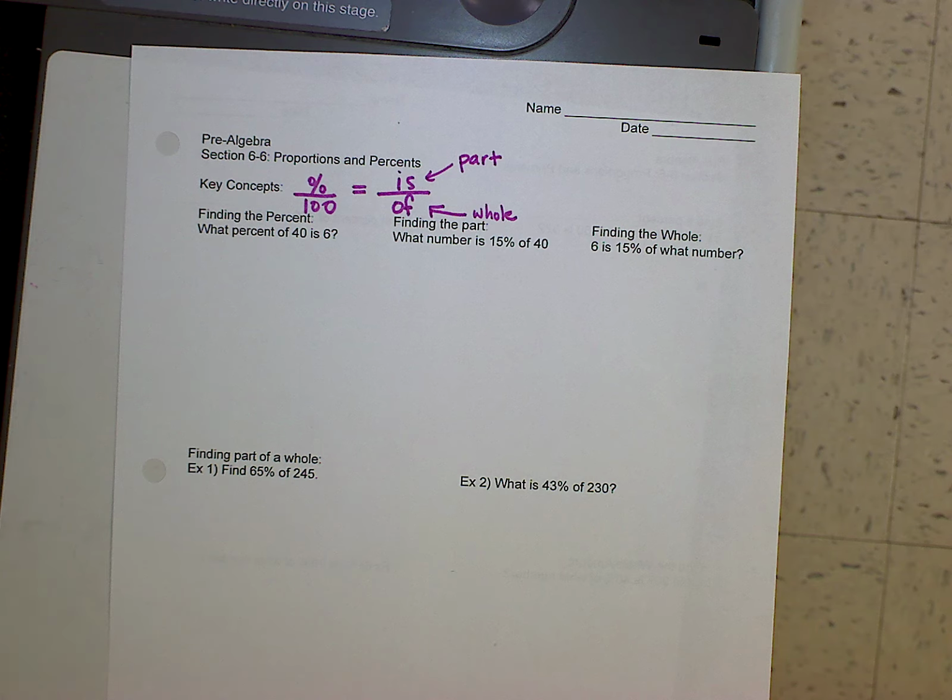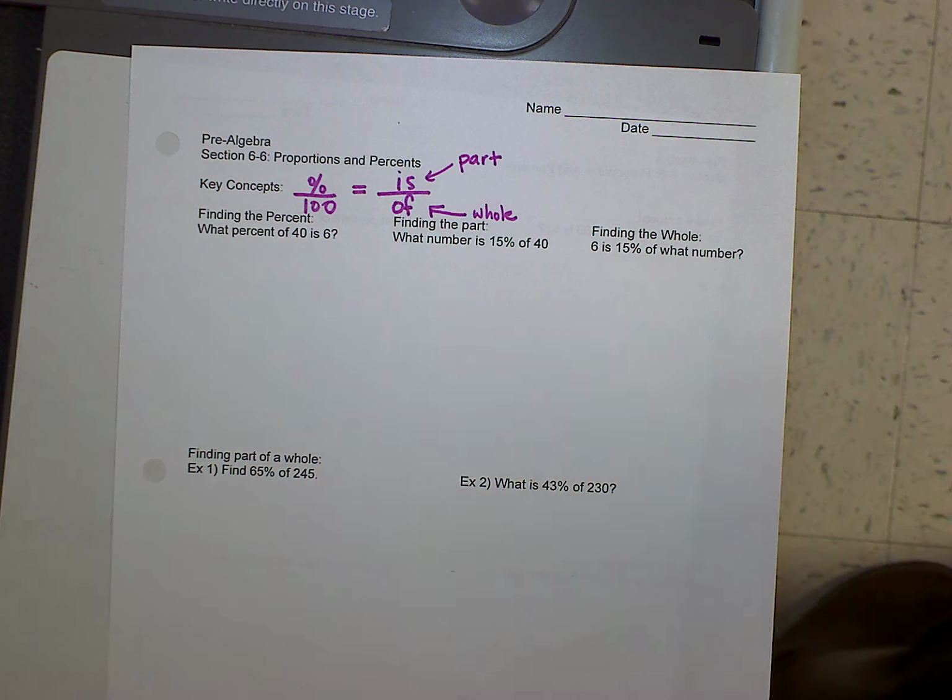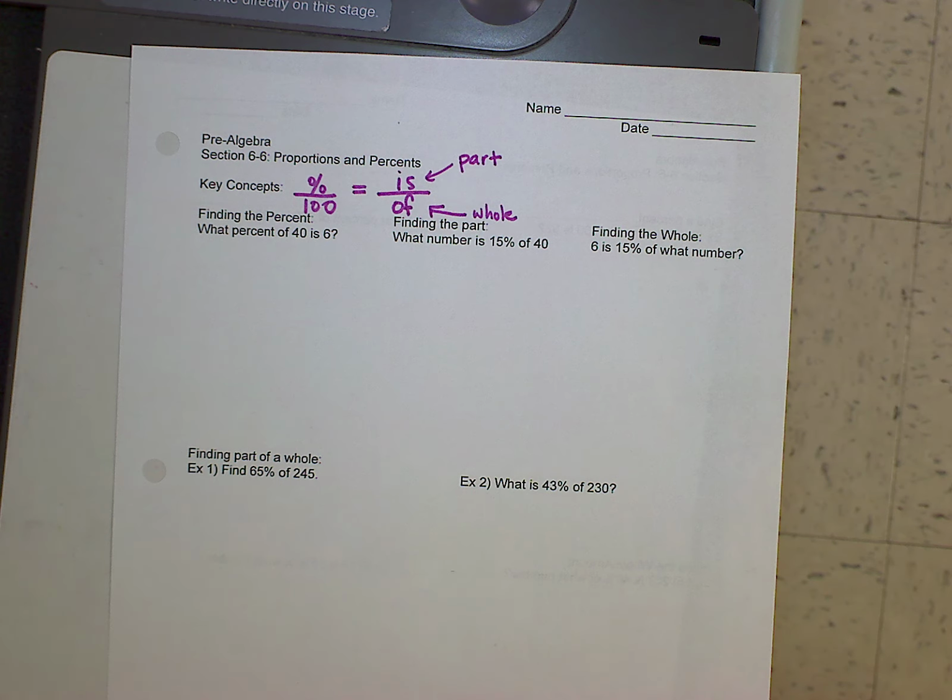Anna said, good question, why don't we just write part over whole? Because the question is going to be, what number is 15% of 40? It doesn't say the words part and whole. It says the words is and of. Is of. Is of. So every time the is part comes up here, the of part goes here, the percent is over 100.